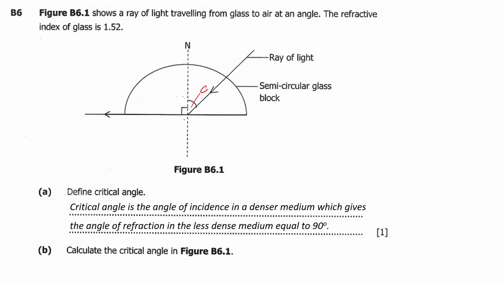So the angle of refraction here is this one here, not this one they gave here. So it is refracted here, so this angle of refraction is 90. So if this angle in the dense medium causes the angle of refraction to be 90, then this angle in the dense medium is called the critical angle. That's why we are saying critical angle is the angle of incidence in a denser medium which gives the angle of refraction in the less dense medium equal to 90 degrees.